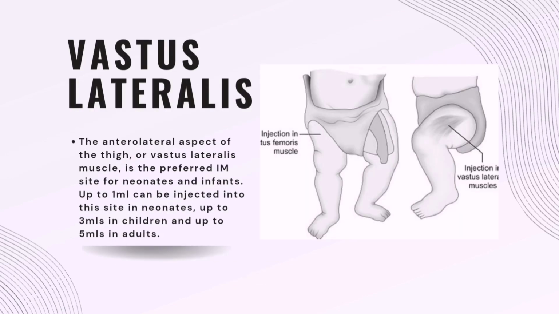Vastus lateralis of the thigh. The anterolateral aspect of the thigh, or vastus lateralis muscle, is the preferred intramuscular injection site for neonates and infants. Up to 1 milliliter can be injected into this site in neonates, up to 3 milliliters in children, and up to 5 milliliters in adults.